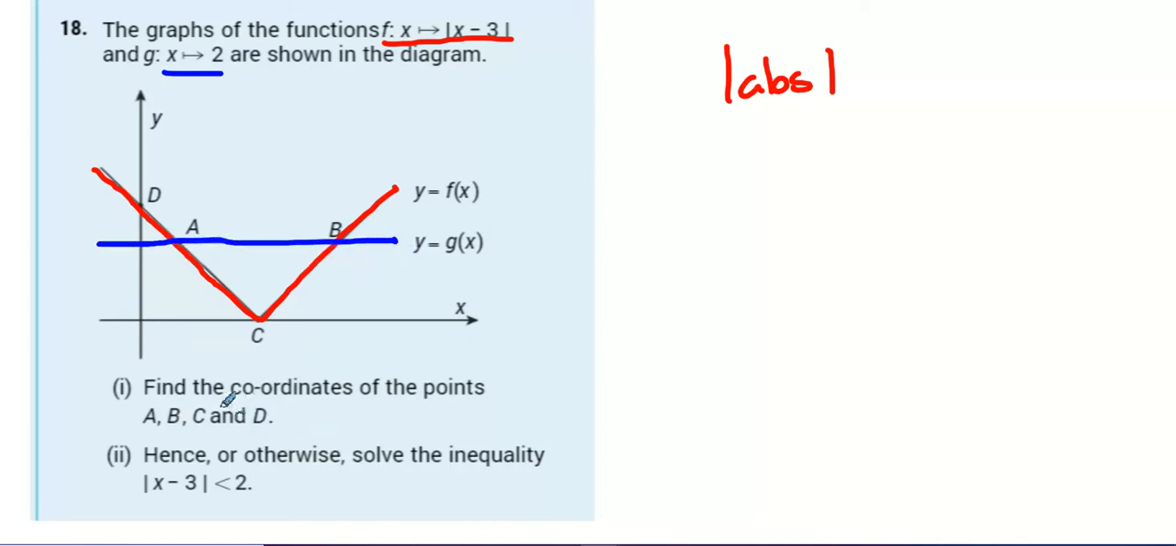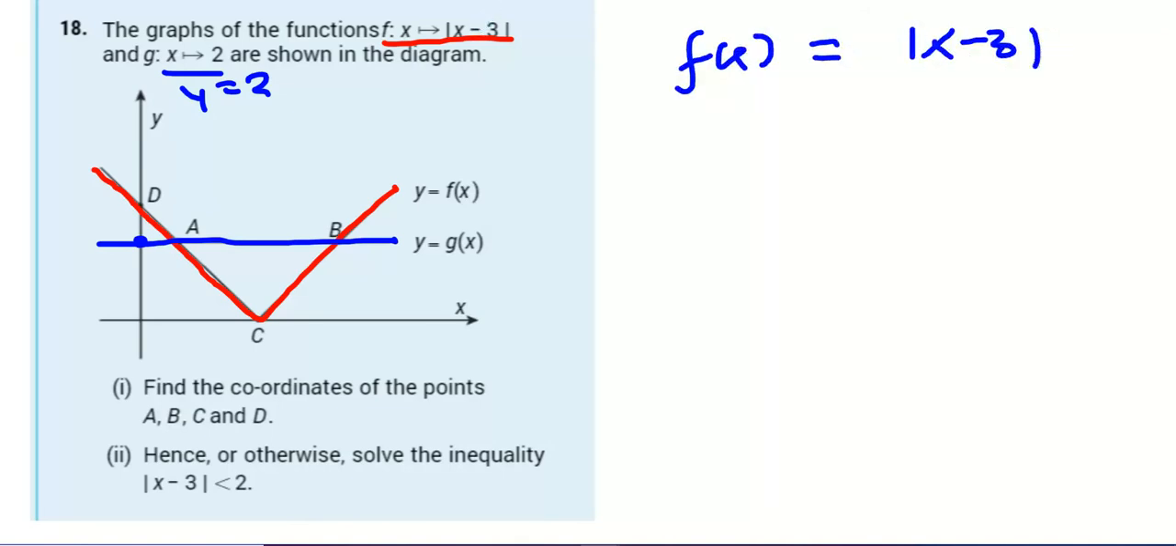Now, find the coordinates of the points. Sorry, that's y equals 2. Right, now I have a way of doing this. First of all, f of x equals |x minus 3|. And as I was telling my third years, this part here is the output, or the y value. This part here is the x value. You put in an x value, it gives you back a y value.